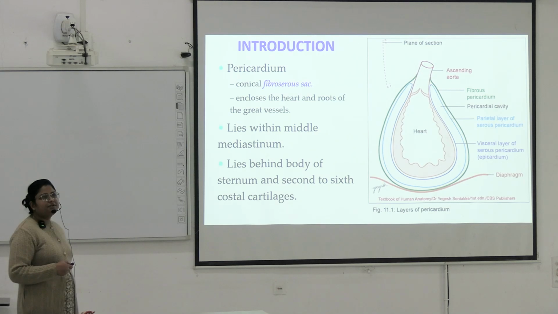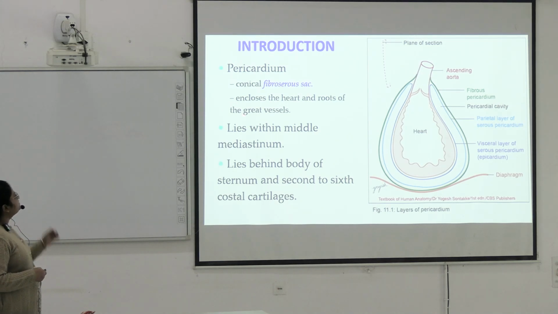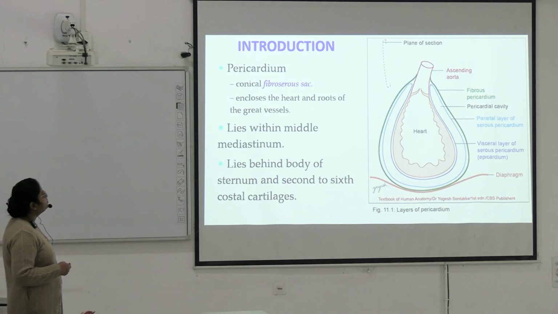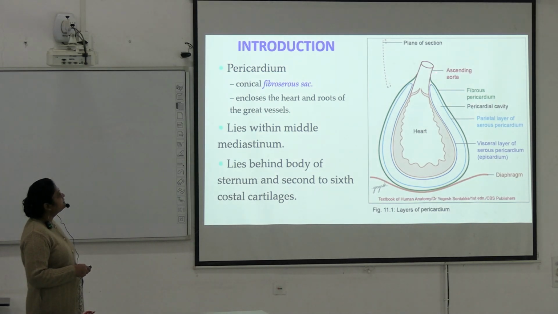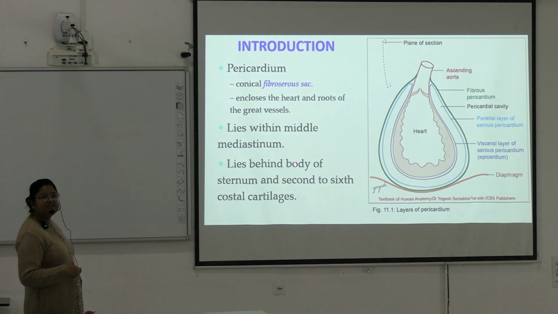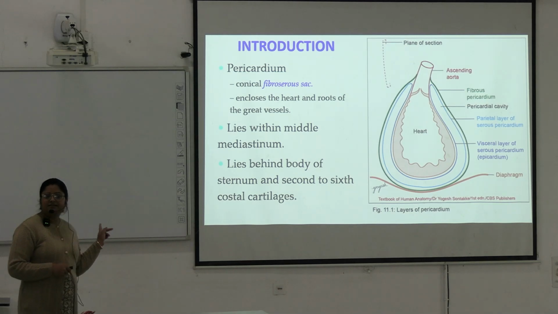So first, introduction. Pericardium is a conical fibroserous sac, and it encloses the heart and the roots of the great vessels. See, this is the ascending aorta. So you can see here the root of the ascending aorta is also enclosed within the pericardium. So it lies within the middle mediastinum. Heart is lying in the middle mediastinum.